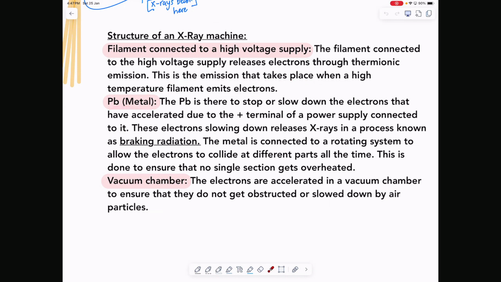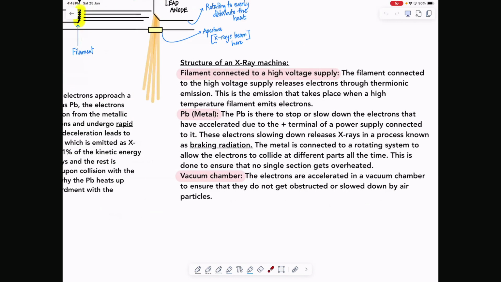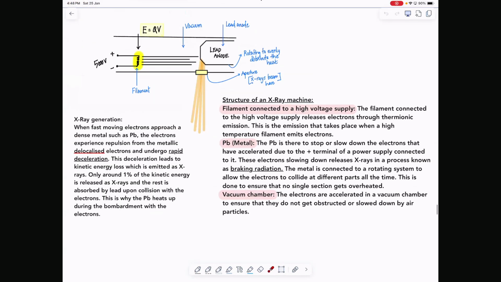Why is lead needed? Lead is there to stop or slow down the electrons that have accelerated due to the positive terminal of the power supply. These electrons slowing down releases X-rays in a process known as bremsstrahlung radiation. The metal is connected to a rotating system to allow the electrons to collide at different parts at all times. This is done to ensure that no single section overheats. The electrons are accelerated in a vacuum chamber to ensure they do not get obstructed or slowed down by air particles. This is basically the structure of your X-ray machine.